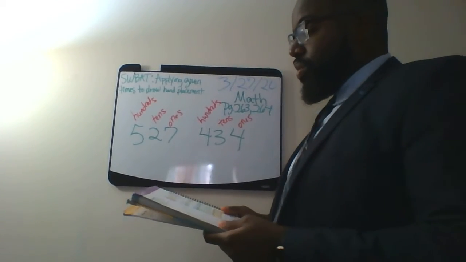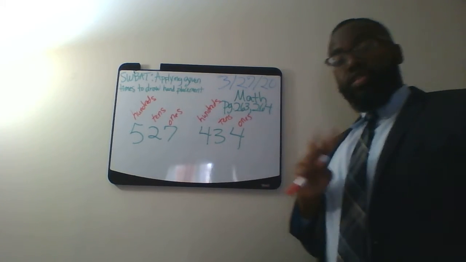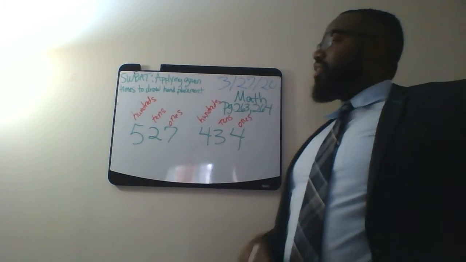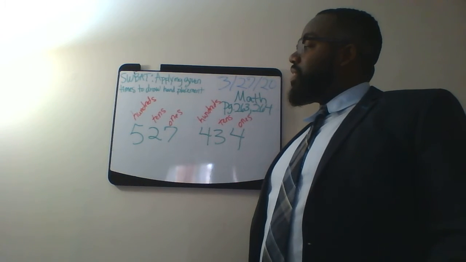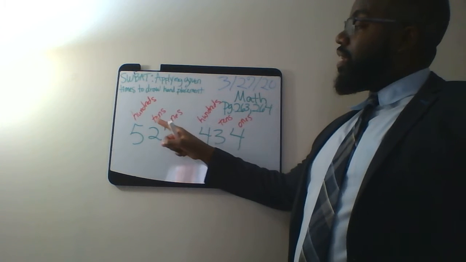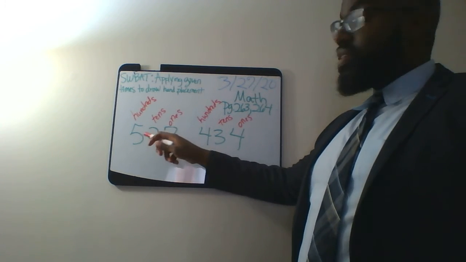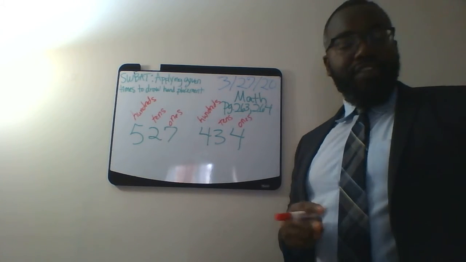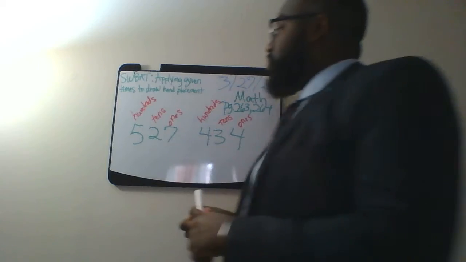Looking at number 2, it wants us to circle the digit in the hundreds place. So let's look at the first number here on the board, 527. Notice I indicated what each place means. This is the ones place, tens place, and hundreds place. And for number 2, we are only circling a digit in the hundreds place. So we will circle the number 5.